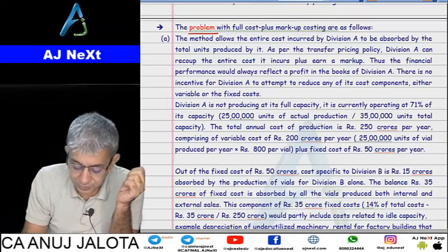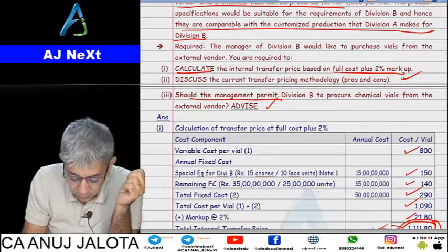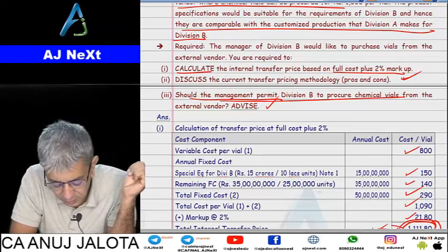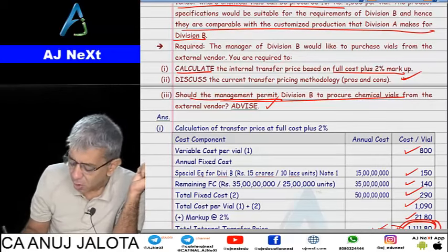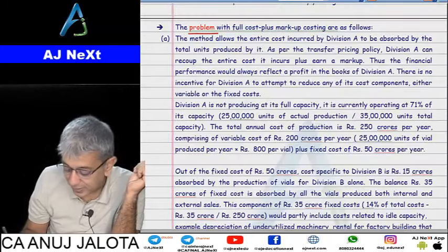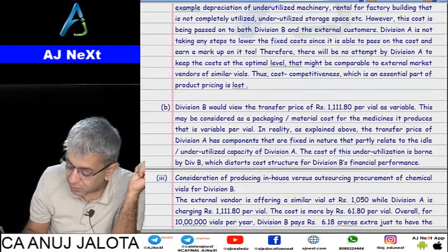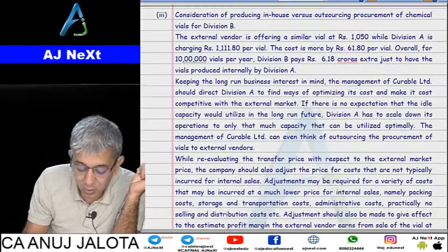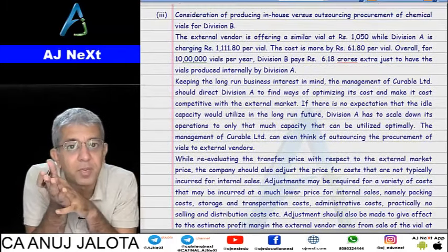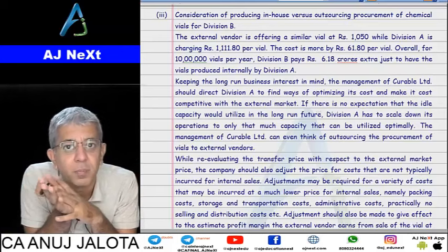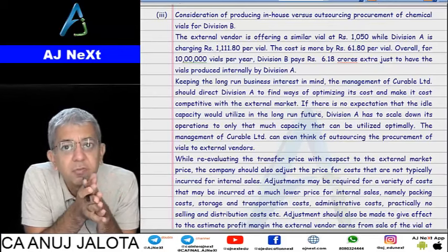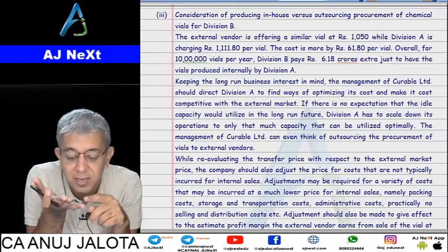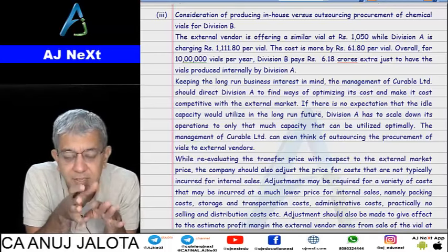Now the last part over here, should the management permit division B to procure the chemical vials from the external vendor? Honestly, if it does that, it might be very good for division B for sure, as we said, because the total cost had a problem. But then you will also understand that the company will come into a bigger problem, because division A will become underutilized to the greatest extent. It's at least out of 35 lakhs of capacity.